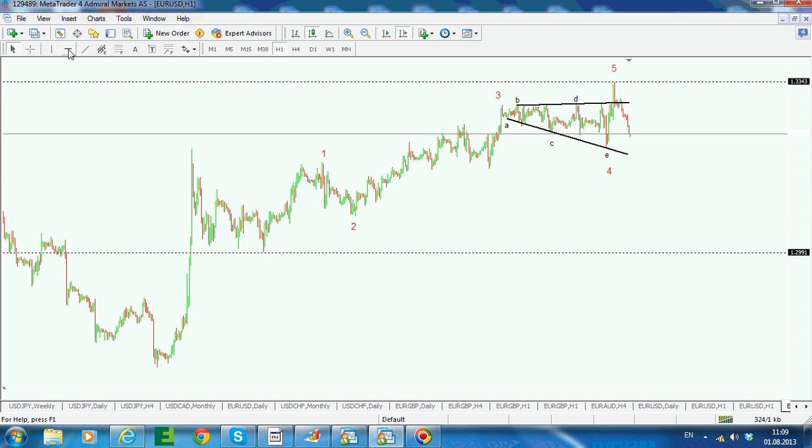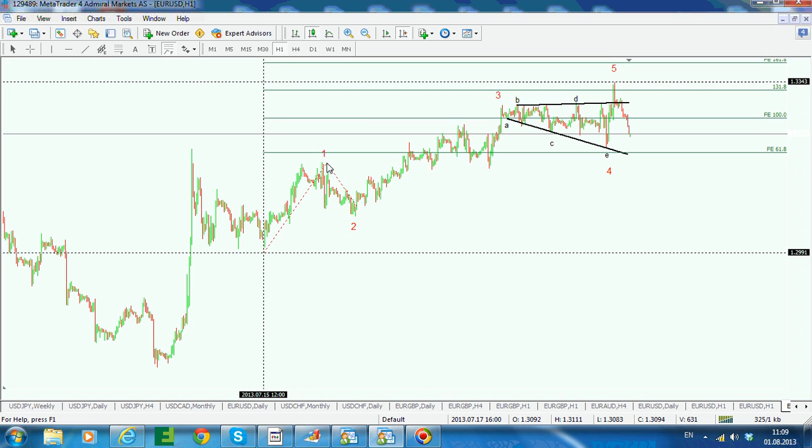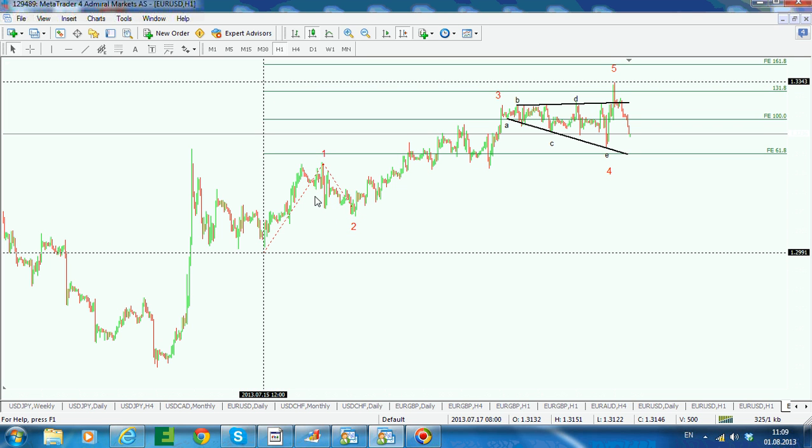But let's see if this impulsive move respects the rules of an impulsive move. Well, in an impulsive move, at least one wave needs to be extended. So let's take a Fibonacci expansion and go from the lows here to the highs here of wave 1, like this.